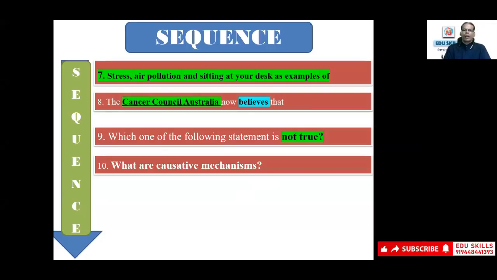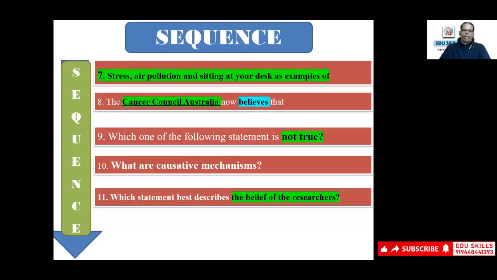Number 10, what are positive mechanisms? I told you, definitely you know where it is, which paragraph, and you know the sequence. And question 11 speaks about what statement best describes the belief of the researchers. Belief of the researchers, again, I believe.